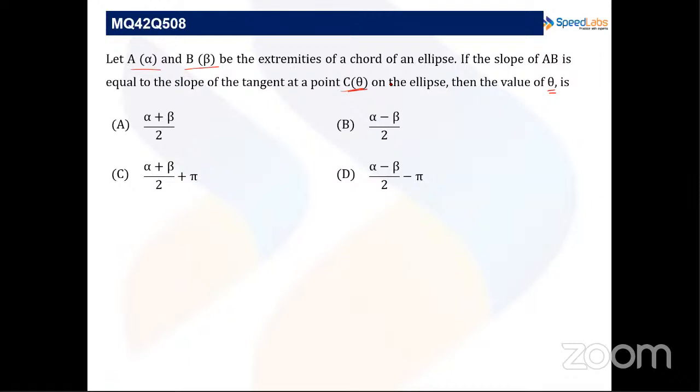Now we can see that the slope of AB we can find out if we are having an ellipse. Then alpha and beta are, we can say, the parametric angles. The coordinates of A will be a cos alpha comma b sin alpha, and the coordinates of point B will be a cos beta comma b sin beta.